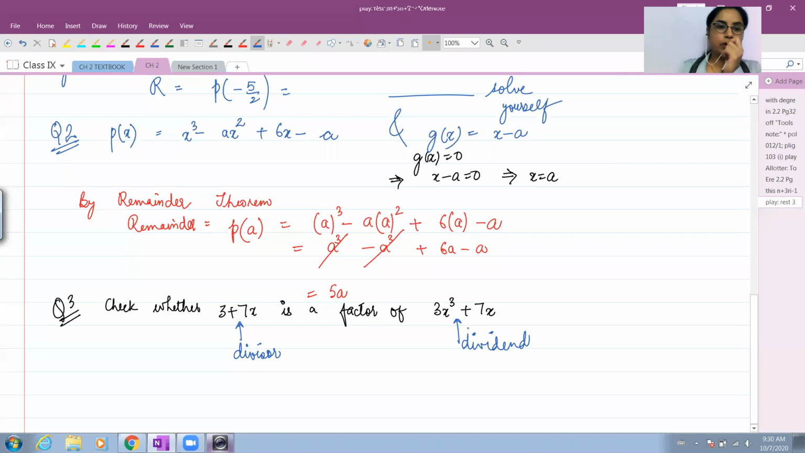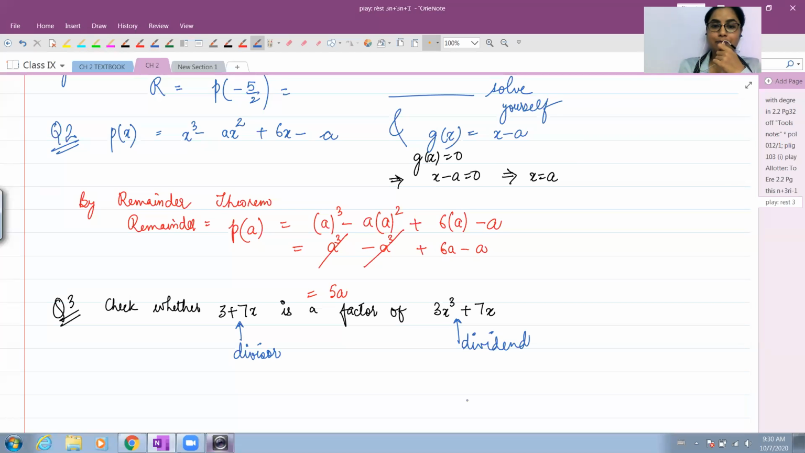Okay, everyone pay attention here. Question number 3, where you want to check whether this polynomial is a factor of the other polynomial. It's important to identify which of these will be your divisor and which of these two will be your dividend. So the one we have to check whether or not it is a factor will be considered as your divisor. And the other one will be your dividend.